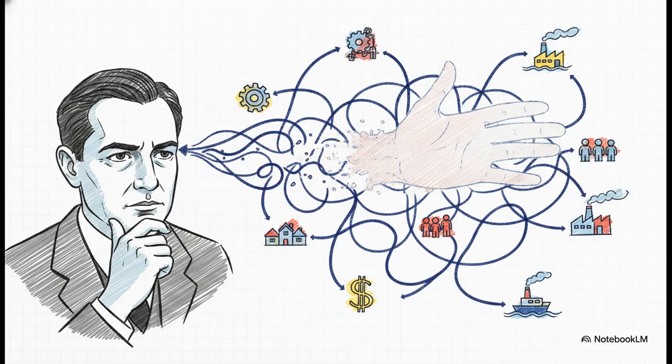The intellectual giant who really drove this shift was a British economist named John Maynard Keynes. In 1936, directly inspired by the failures of the Great Depression, he published The General Theory of Employment, Interest, and Money. Keynes completely changed the game.